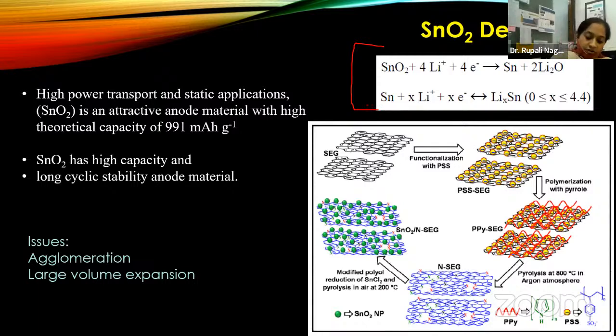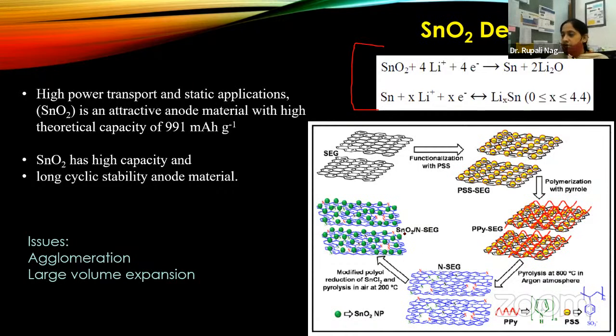So why tin oxide? If you look at the theoretical capacity, tin oxide has a very, very high theoretical capacity of 991 milliampere hour per gram. However, there are certain issues with tin oxide. First of all, agglomeration happens very fast, because metal oxide nanoparticles agglomerate after a couple of cycles. Another is that large volume expansion takes place.